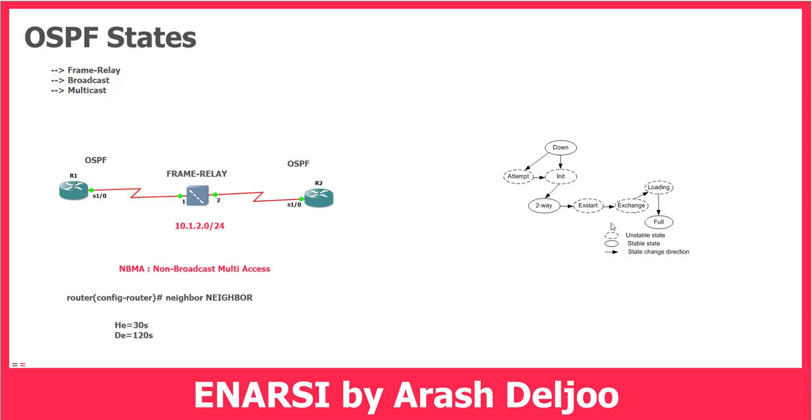And you know that some of these states are unstable states, such as init, ExStart, attempt, exchange, or loading. It means we don't wait in these states, we pass through them. But stable states include two-way, down, and also the full state. Okay, and here you can see the changing state direction. Let me show you the capture file.